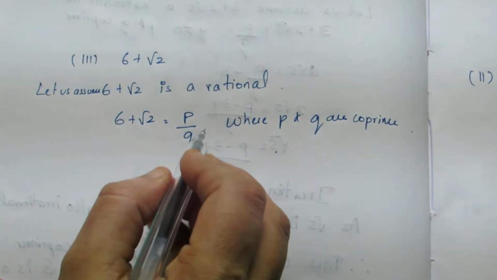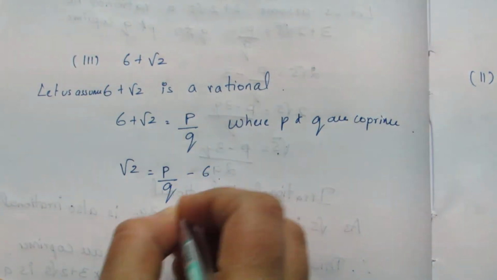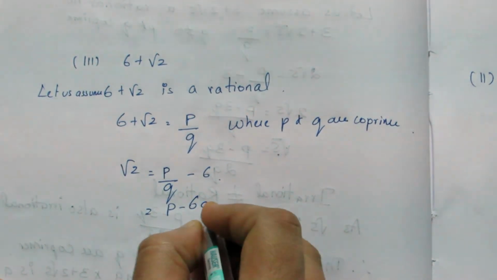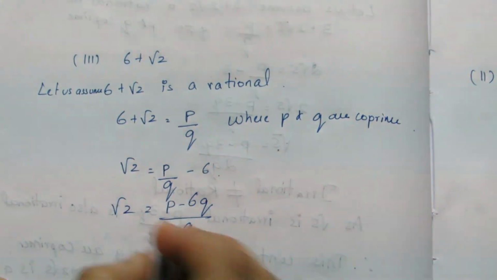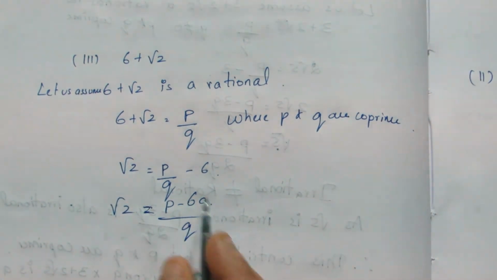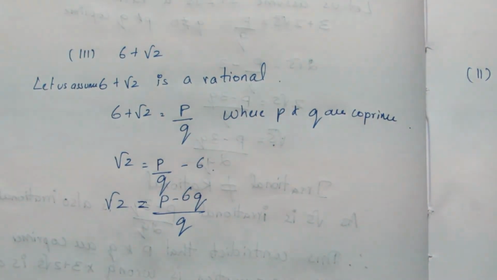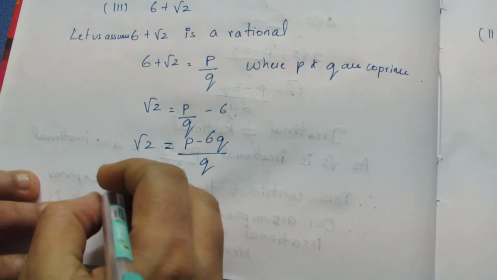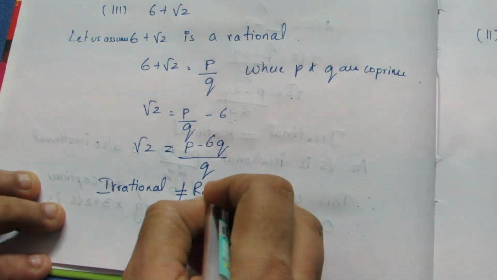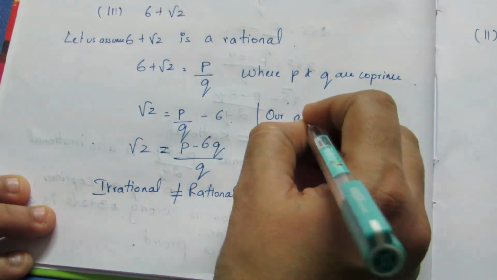I am going to bring 6 to that side, keeping root 2 over here, P by Q minus 6. Here you can take LCM. If I take LCM, just multiply this number with this. So it becomes P minus 6Q by Q. We know that root 2 is an irrational number. If this is irrational, this can't be a rational number. Irrational cannot be equal to a rational number. See here, irrational will not be equal to a rational number. So I am writing it here. Our assumption is wrong.